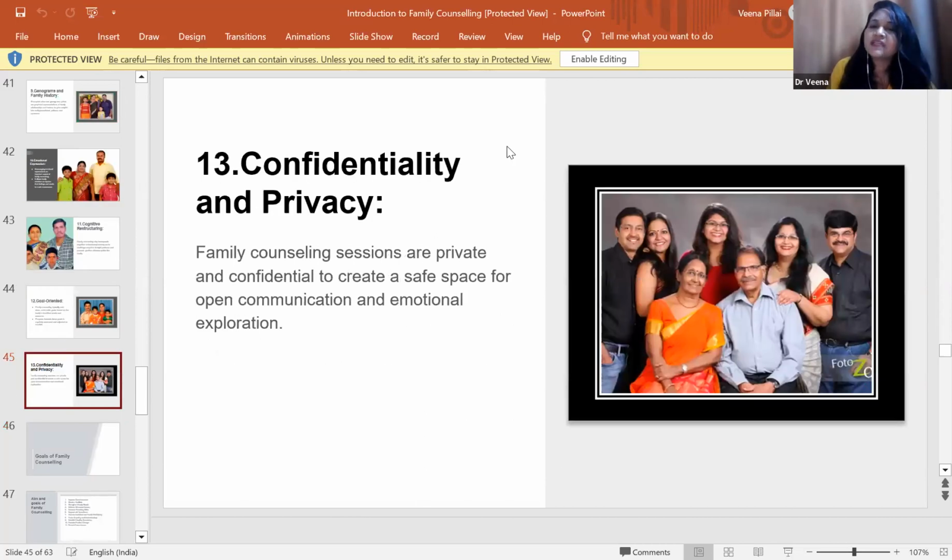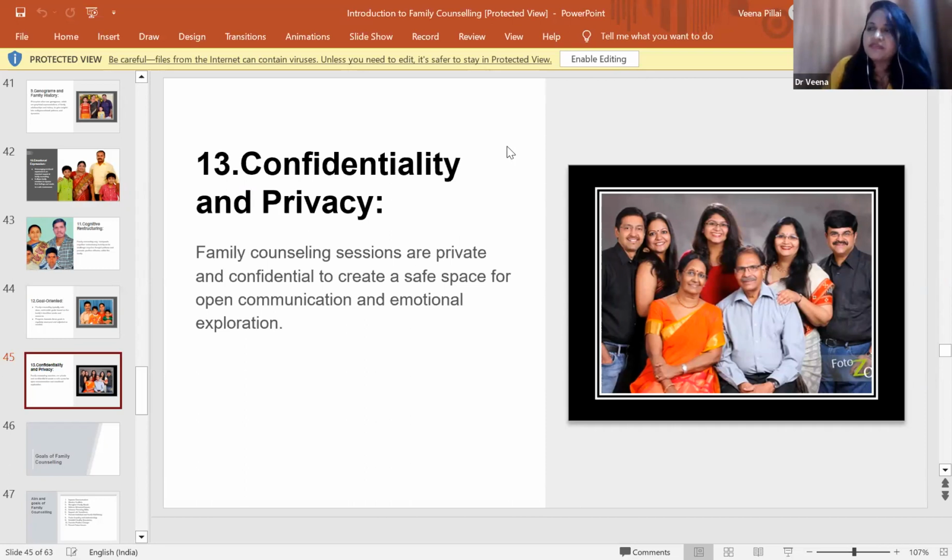Confidentiality and privacy, very, very important. Family counseling sessions are private and confidential. So even if all the family members come for family counseling, the therapist has no right to reveal what is happening between the other family member and him or her. So confidentiality and privacy are very, very important, and we should respect that.